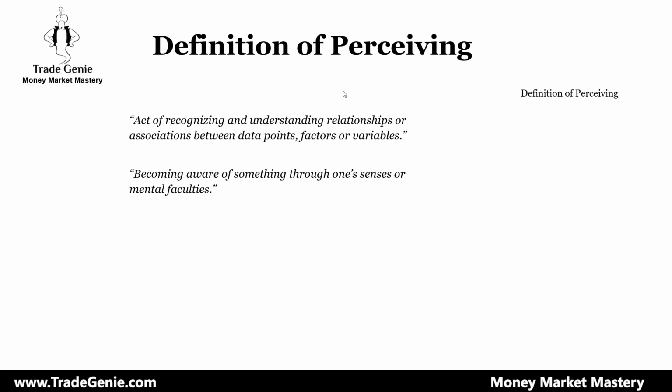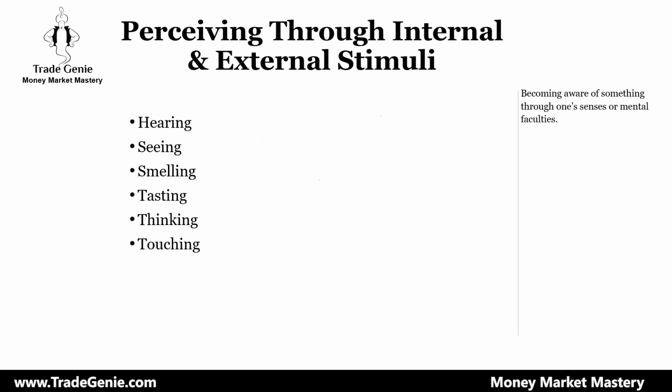So now we understand the definition of perceiving, we need to understand something more. I put these words: perceiving through internal and external stimuli. So hearing, seeing, smelling, tasting, thinking, touching. All these stimuli, whether internal or external, you are using in your trading also. So think about it. You're hearing something, you're seeing something, maybe you get some good smell, I don't know. Maybe you're tasting, thinking, touching. All these stimuli, internal or external, are playing a role in our trading. So keep this in mind: when you're trading, are you using these stimuli?